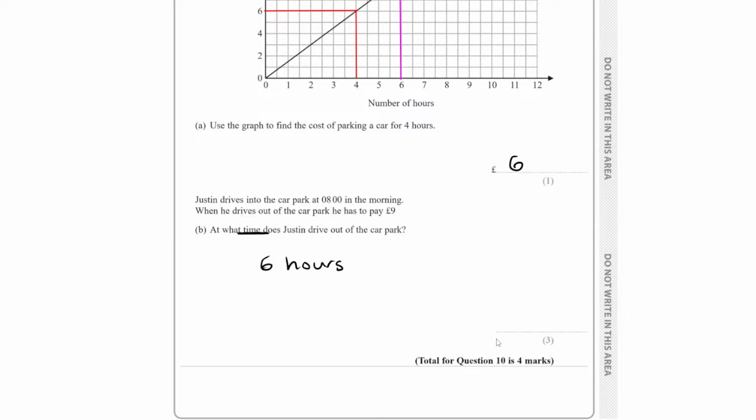So you can write 2 p.m. in the format that they've done it, which would be like this, wouldn't it? 14, that's 2 p.m. Or you can write 2 p.m. like this. It doesn't really matter as long as it's obvious. Don't just write the number 2 because that doesn't really mean anything. So yeah, either of these, you can work it out however it makes sense to you, basically.